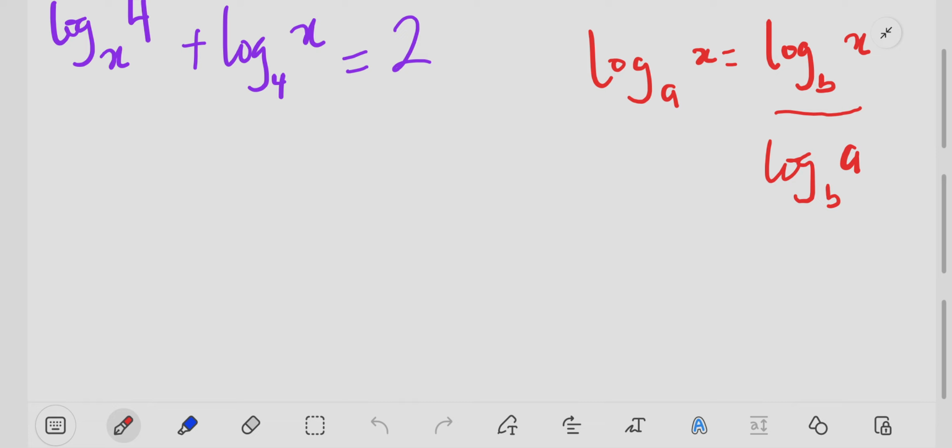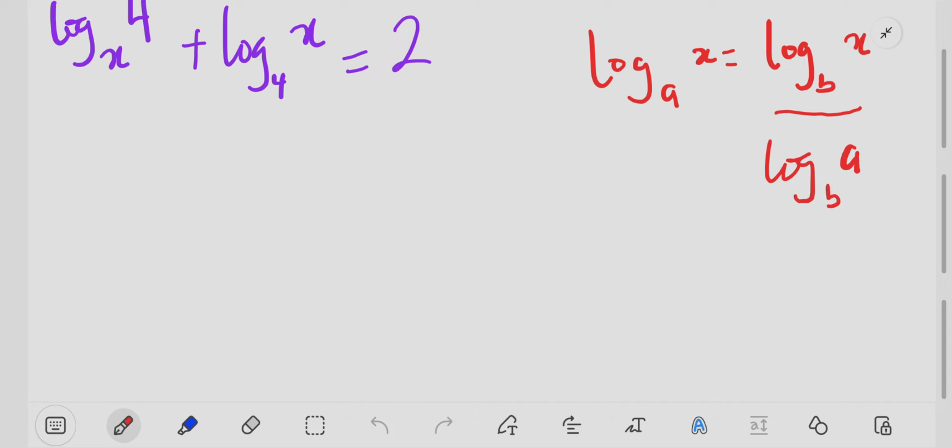Okay, so we have this equation which involves log expressions. Whenever you have an equation involving log expressions, the first thing that's supposed to come to your mind is to find possible ways to combine the log expressions to get a single log, and then we can take the anti-log and get the value of the variable we have in the equation.